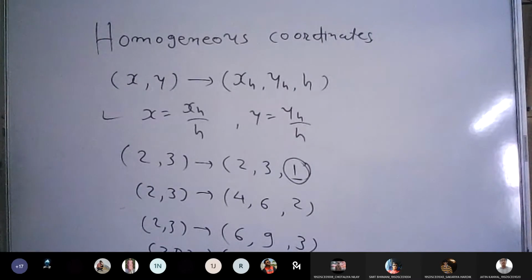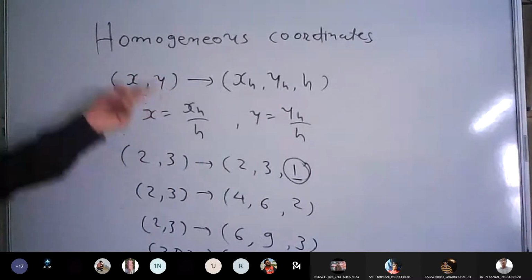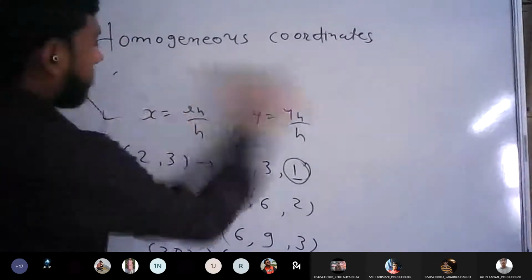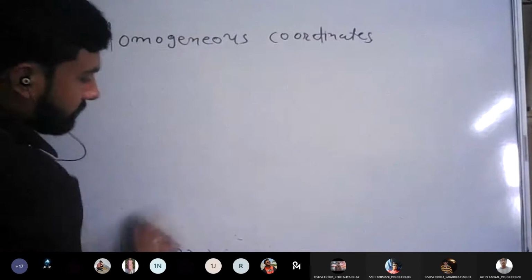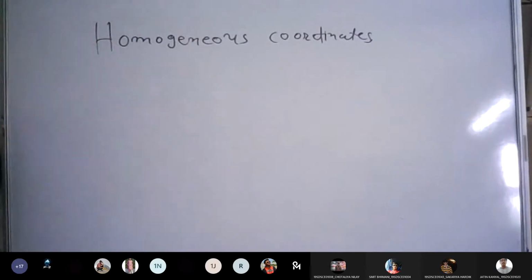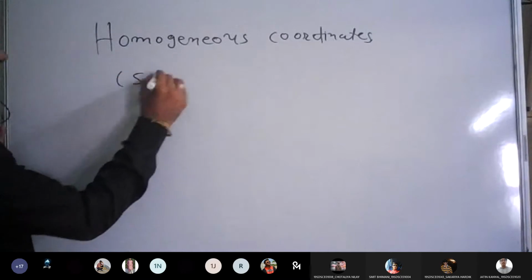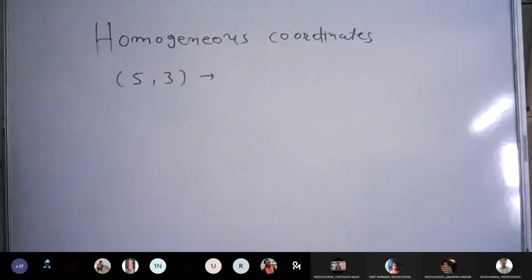Great. So now we know how we can convert any 2D point into 3D homogeneous form. Now, let me ask one more thing. Let's say I'm talking about a point which is 5, 3. Can anyone tell me how many different homogeneous coordinate values could be there for this point?